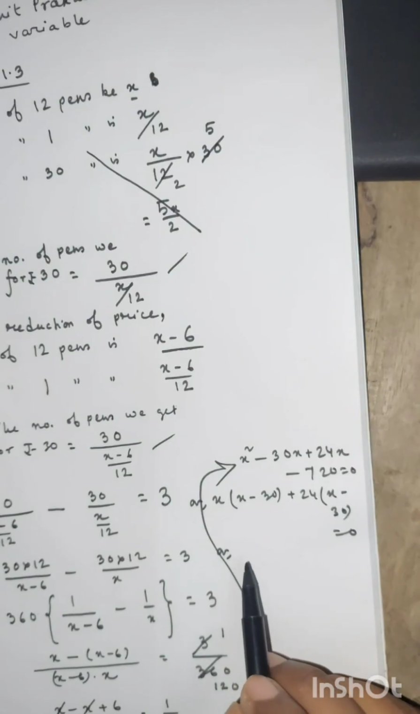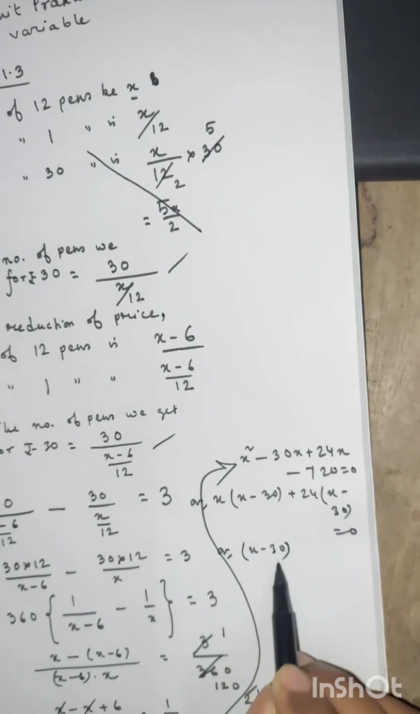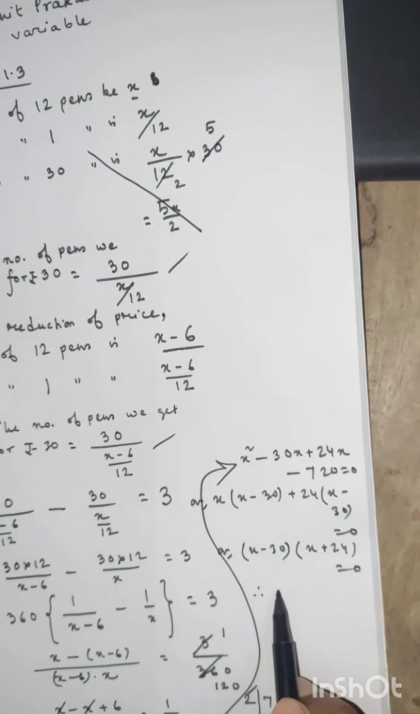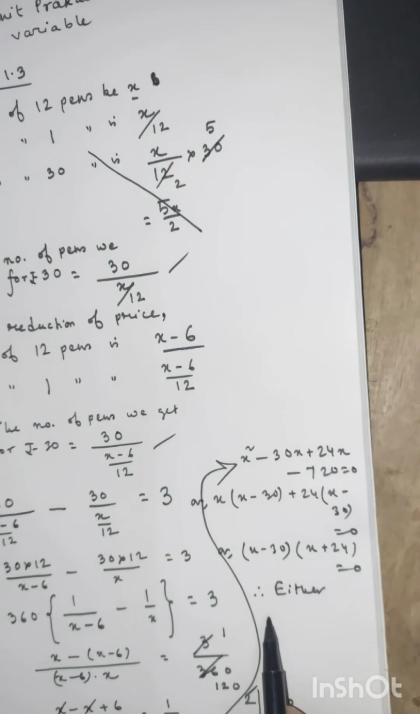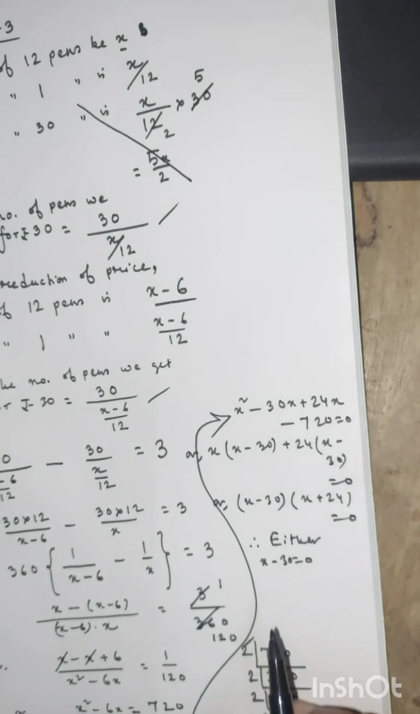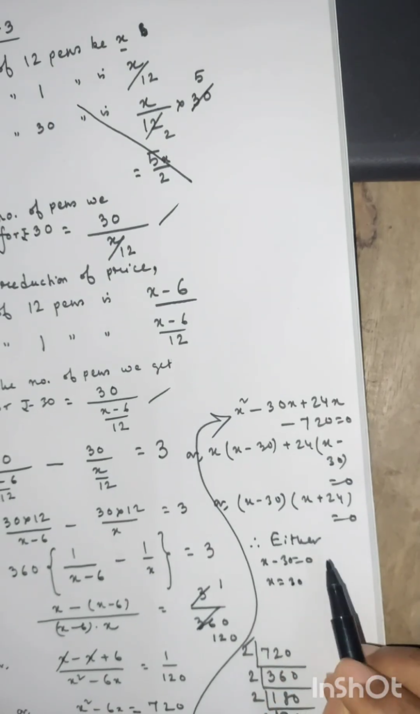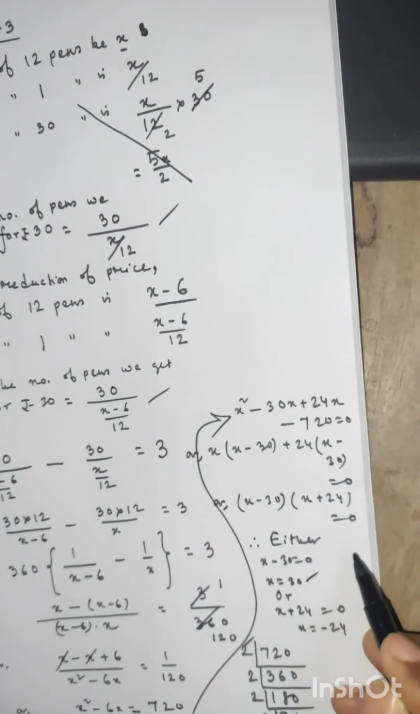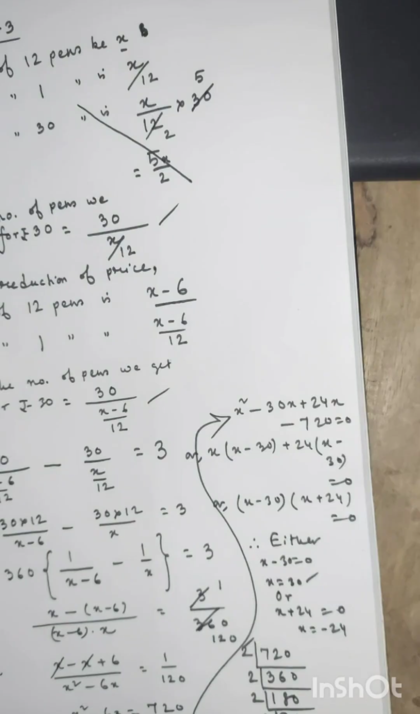Or, taking x minus 30 common, we are left with x plus 24 equal to 0. Therefore either x minus 30 equal to 0, so x equal to 30, or x plus 24 equal to 0, so x equal to minus 24. So the value of x should be 30.